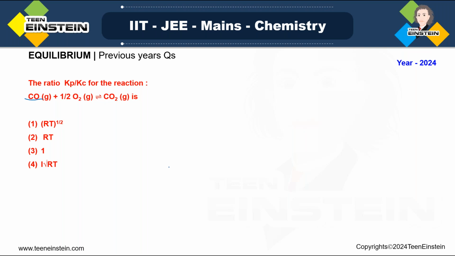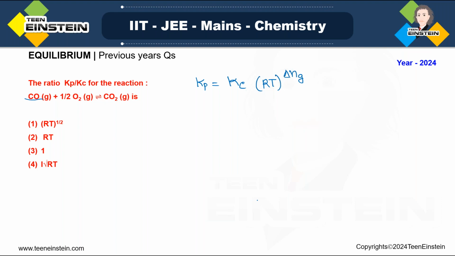Now to answer this question, that is, to find the ratio of Kp to Kc, you have to know the relationship between Kp and Kc. So what is this relationship? Kp is related to Kc by this relation. Let me write it.